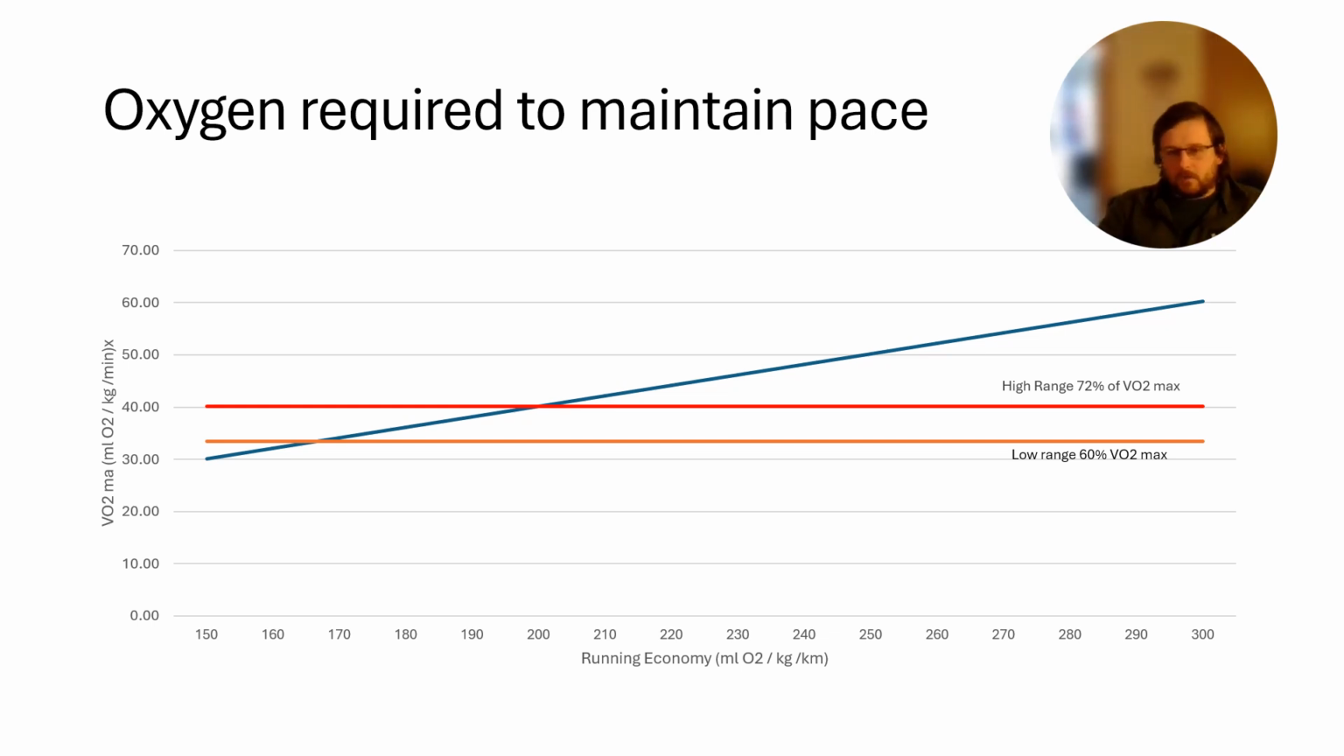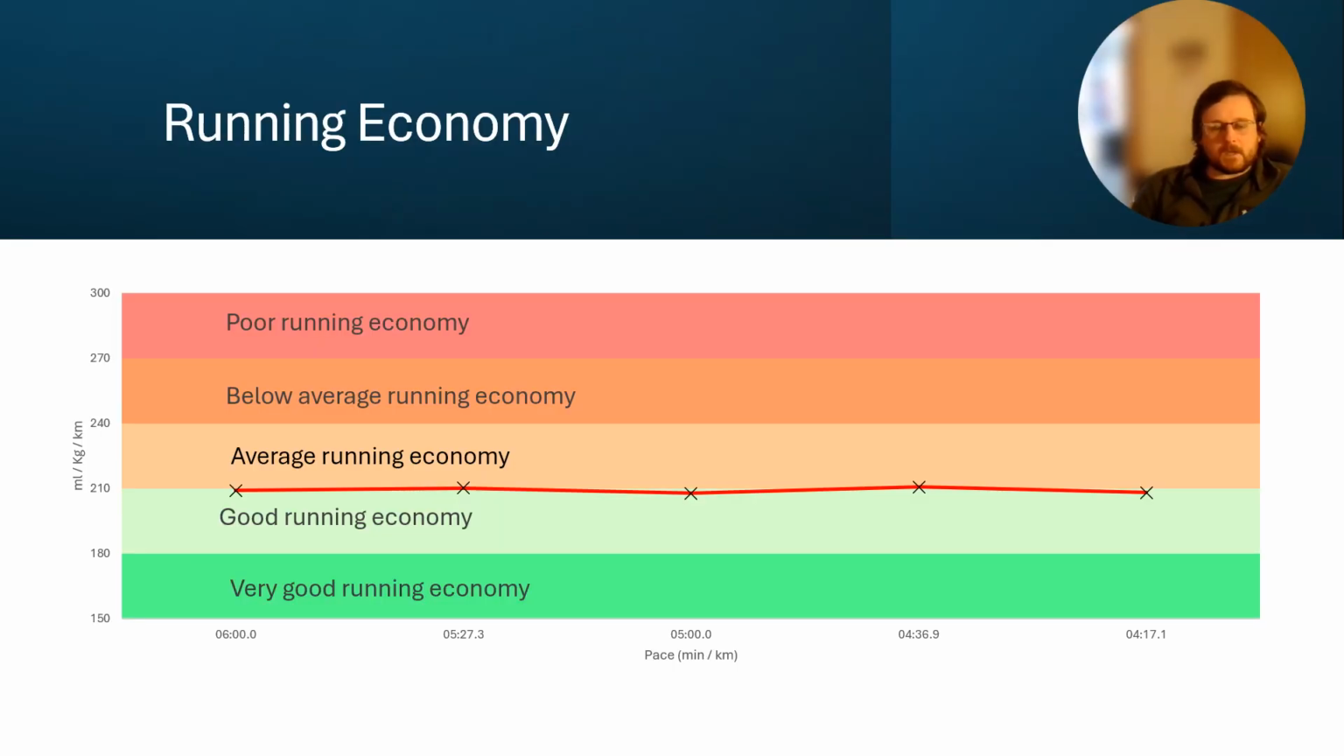So running economy on this graph is the amount of oxygen needed to cover a kilometer. It's effectively the miles per gallon that we'd equate to in cars. So it's how much oxygen you need to cover a distance, and we usually use a kilometer.